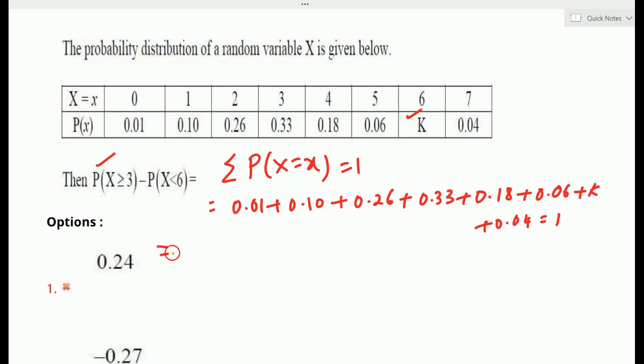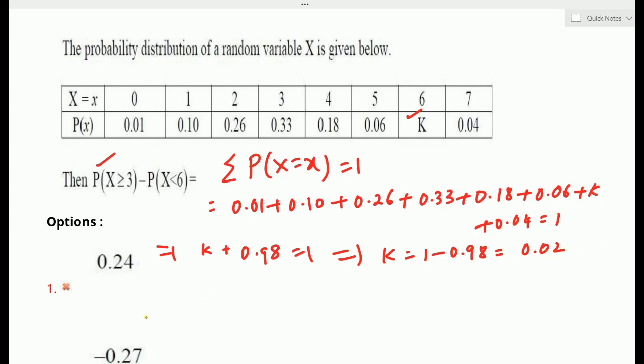Okay, adding all of them except k, what remains? Start with 0.1: 4 plus 6 is 10, 10 plus 8 is 18, 18 plus 3 is 21, and so on, giving 0.98. Okay, 0.98 is equal to 1. So what is k from this? k is equal to 1 minus 0.98. 1 minus 0.98 means 0.02, right? This is the k value.